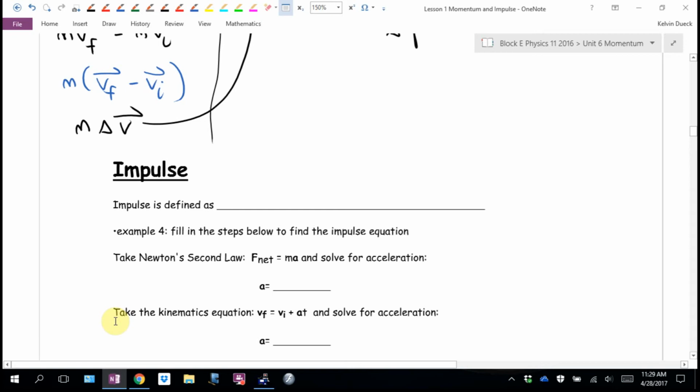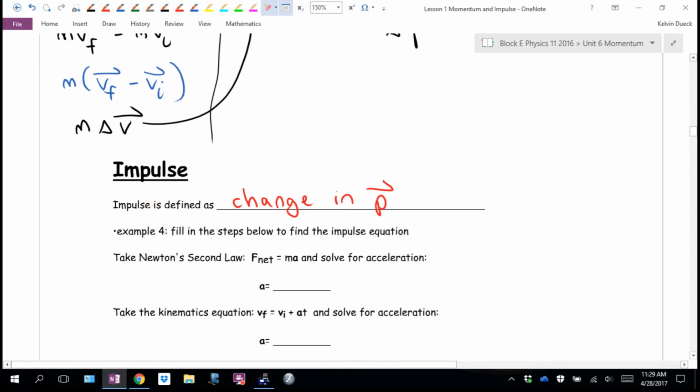Impulse is defined as change in momentum. Mike, what's impulse defined as? Whenever I say impulse, what are you going to think? What's another word for impulse? What's change in anything?